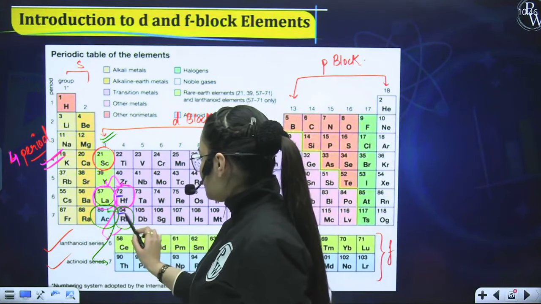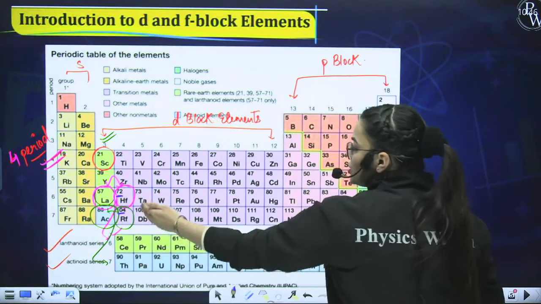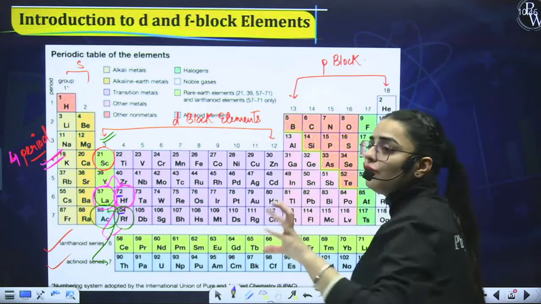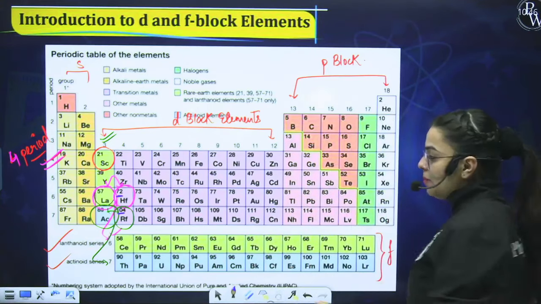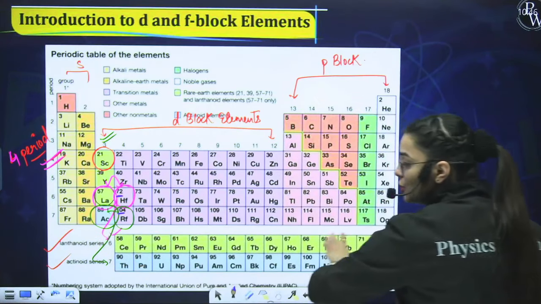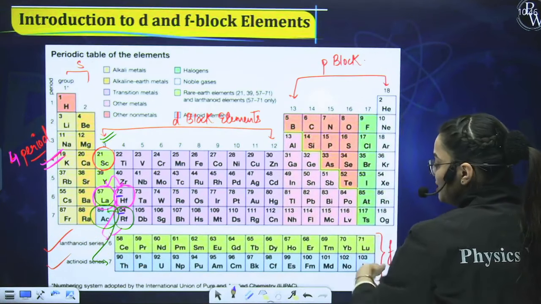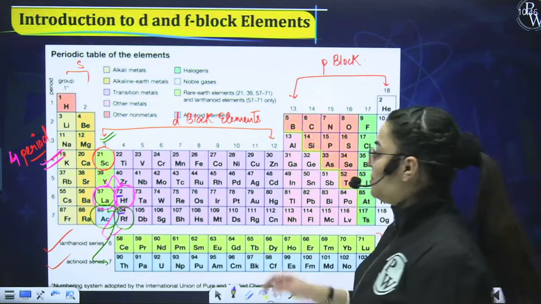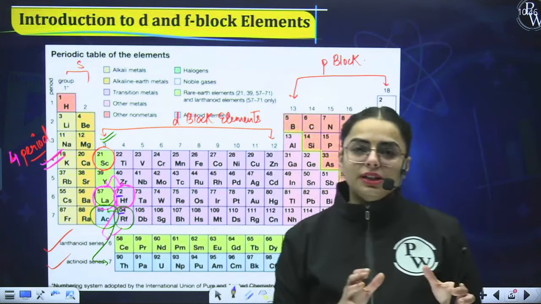Or the elements after, I would say, 103. That means 104, 105, 106, 107, 108. They will have completely filled F orbitals now over here. Because over here you can see that there is a completion of F subshell, the presence of F subshell in these particular orbitals. After 72 or after 103, you shall be observing elements. They have the completely filled F orbital configuration.